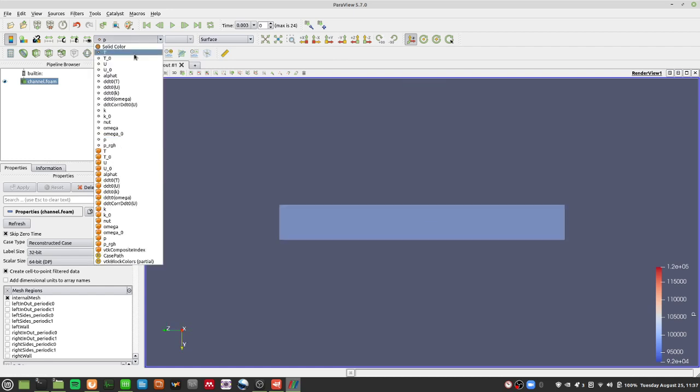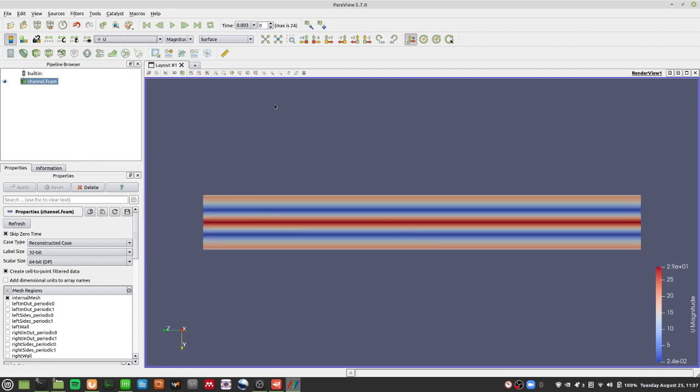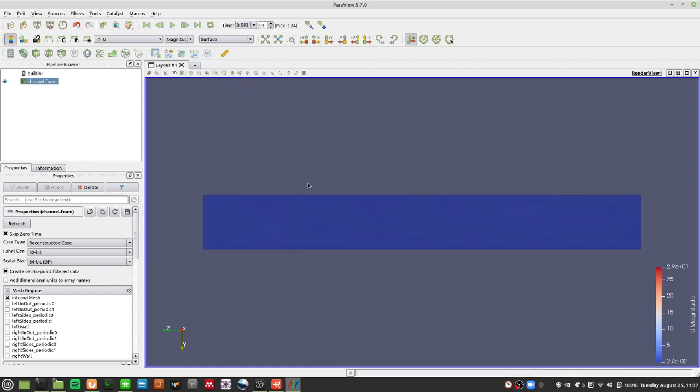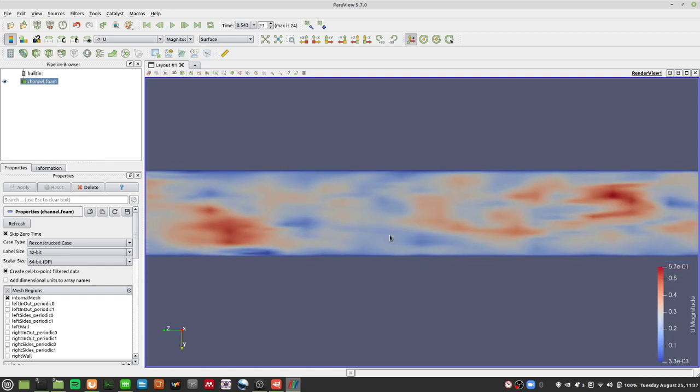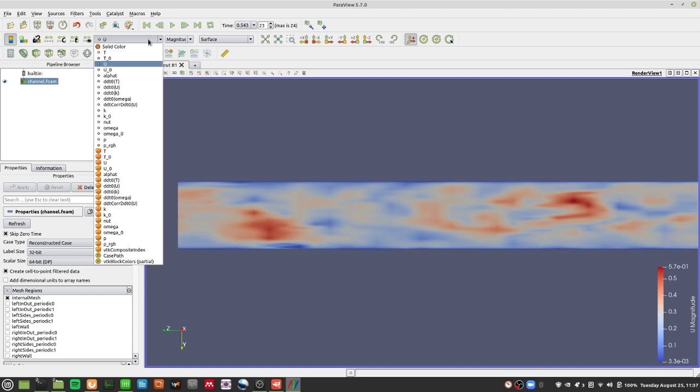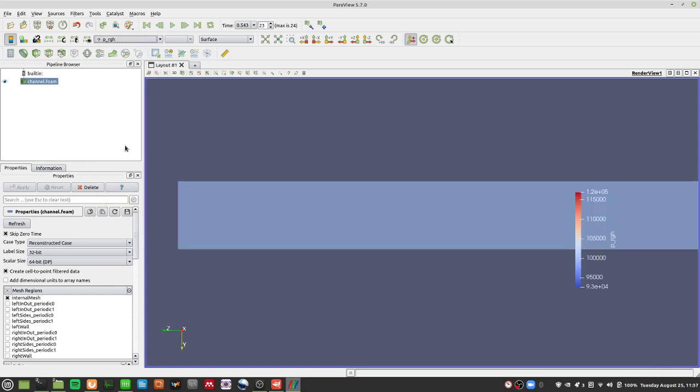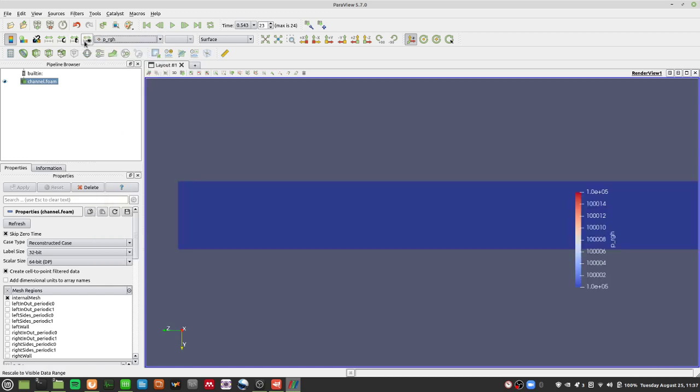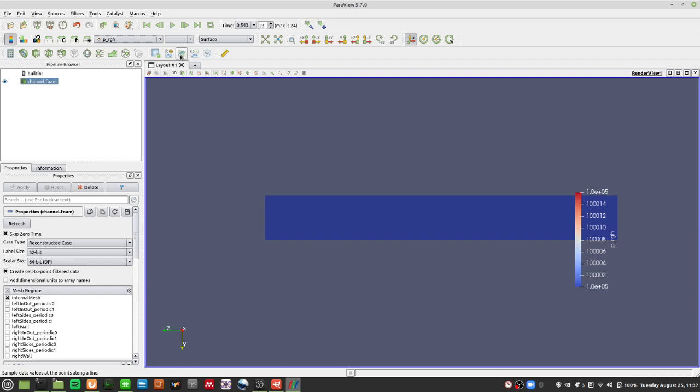This is what it looks like initially, and this is what it looks like after 0.5 seconds. I'll rescale the velocity. You see there are sort of large eddies being formed. There are some velocity fluctuations, and this is actually pretty promising. If you look at the pressure as well, p_rgh for example, and rescale it, you can't see any differences here.